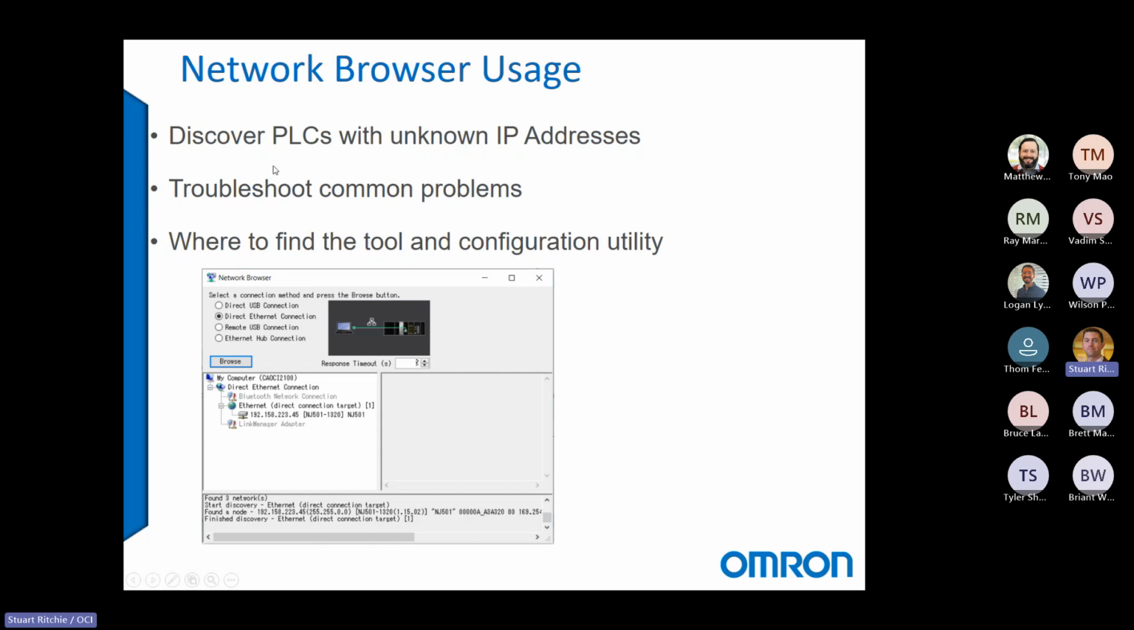Okay, I'll back up a slide here. So yeah, with our network browser, we can discover PLCs with unknown IP addresses. It's a common use for it. I'm going to touch on how we troubleshoot common problems with the network browser and where we find both the tool itself and the configuration utility.